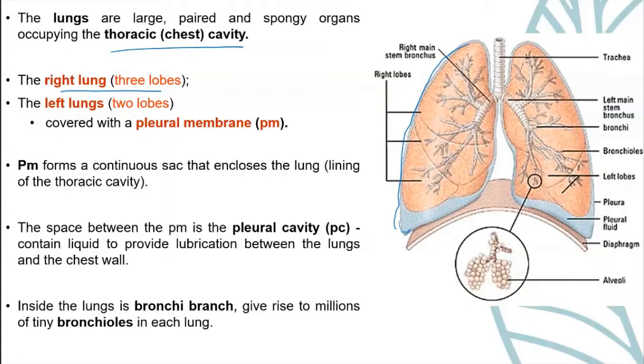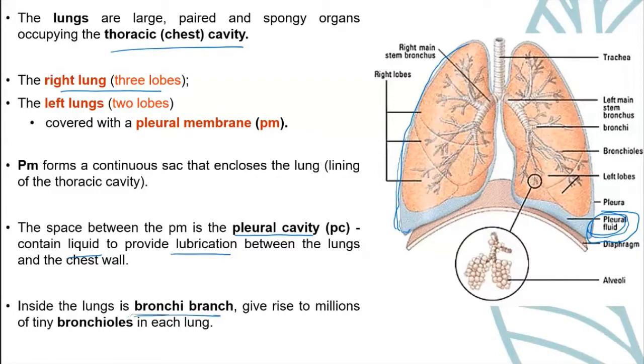So inside the pleural membrane, there is the pleural cavity, which contains liquid. We call it pleural fluid. The function of this fluid is lubrication between the lungs and the chest wall during the expansion of the lungs. In order to reduce friction, the lungs are protected and lubricated by the presence of this pleural fluid.